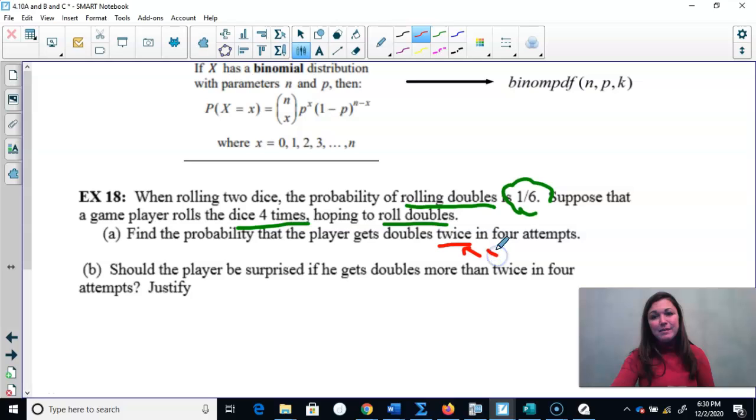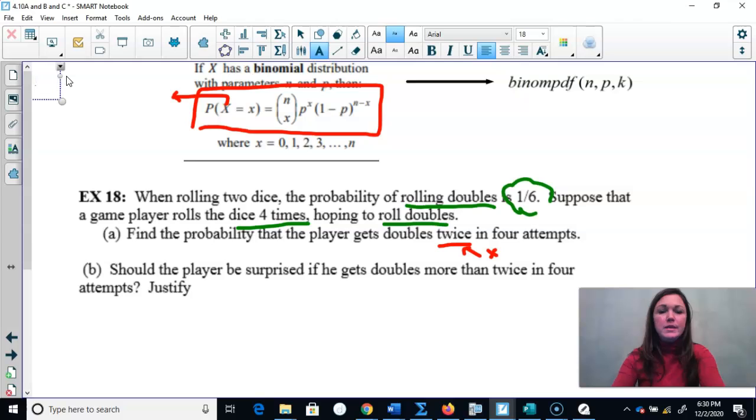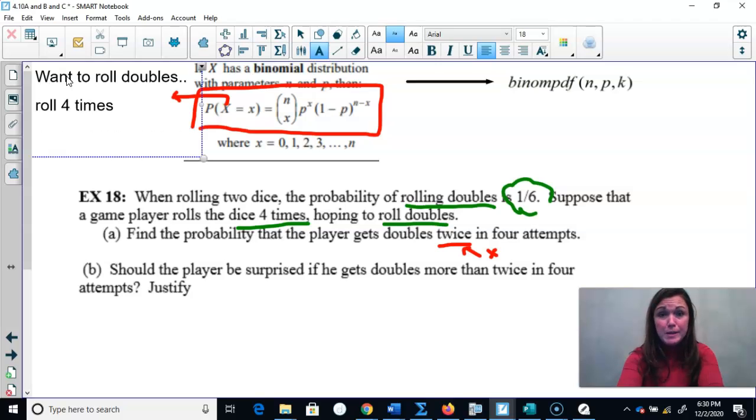This is my x, my little x, I should say. My big X, here is my probability statement. My big X, what is the story, guys? The story is that I am rolling doubles. I'm going to roll 4 times. How many times do I want doubles? I want doubles twice. So that's my little x now. So it's basically saying here, out of 4 rolls, what's the probability that 2 of those rolls will be doubles?